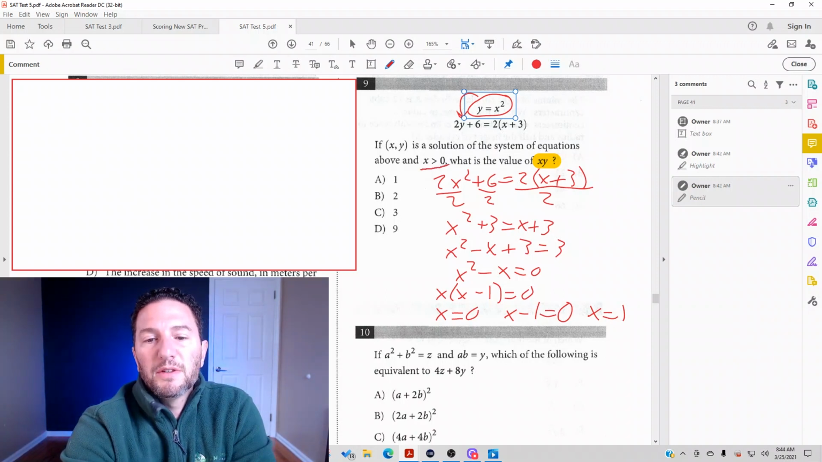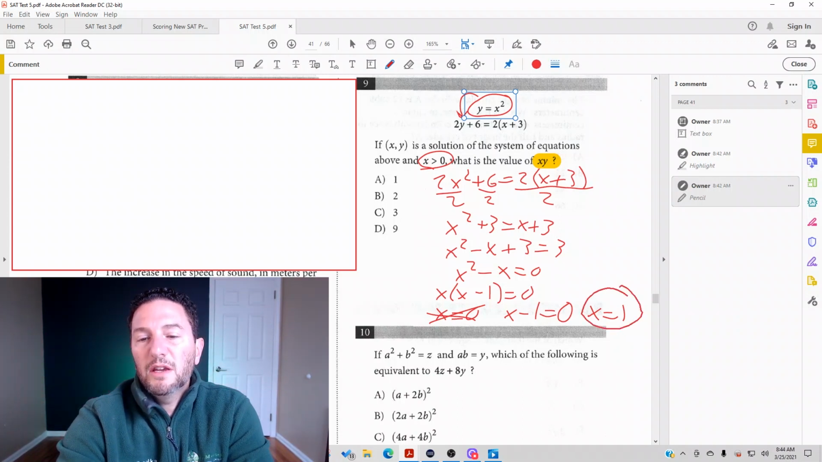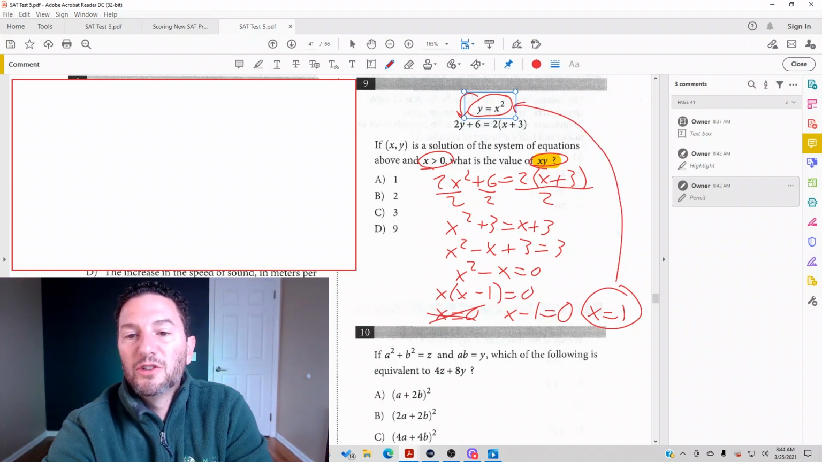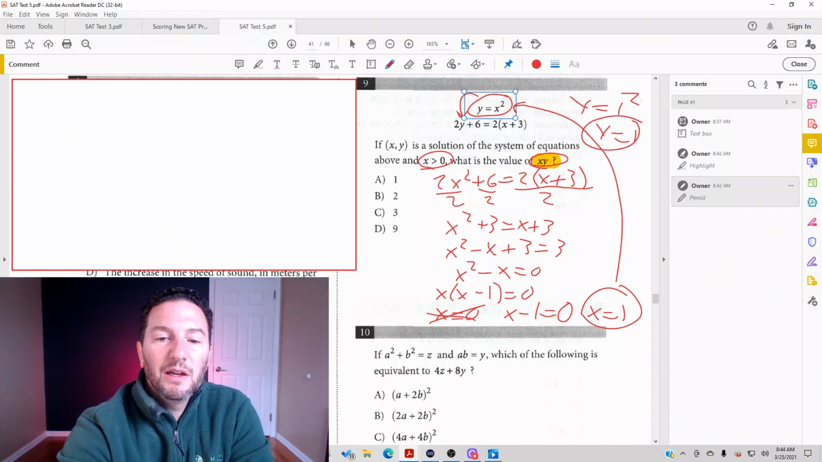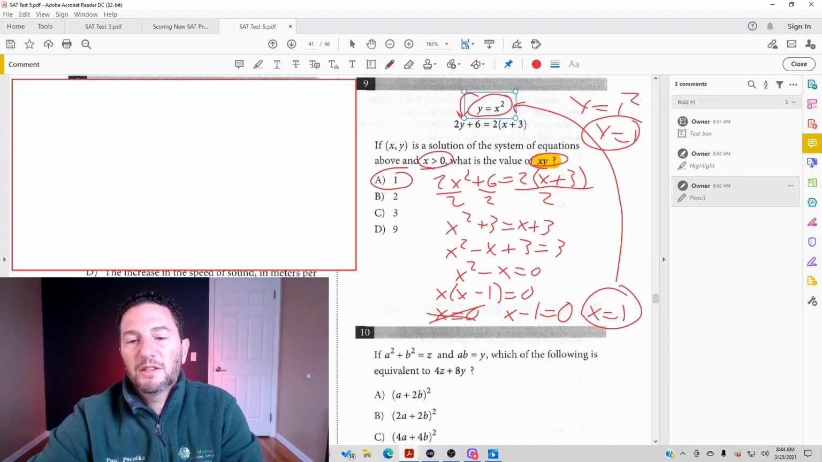Now notice up here it says x is greater than 0, so I have to throw out x equals 0 as a solution. Well, if x equals 1, I've got to solve for y because I need xy. So if I plug my x into the first equation, then what I get is y equals 1 squared. Well, 1 squared is 1, so y equals 1. So if x equals 1 and y equals 1, what's xy? It's 1. Answer choice A is your correct answer.